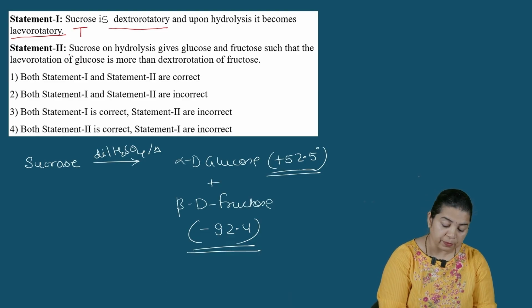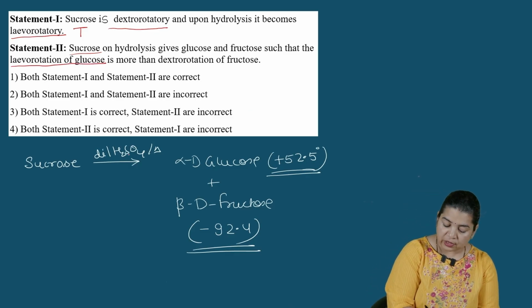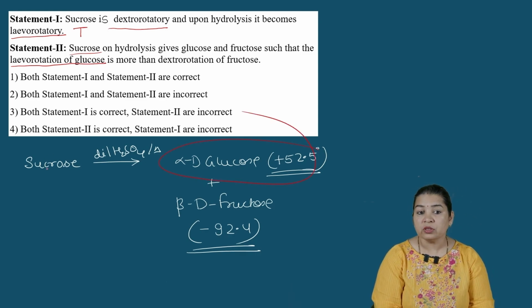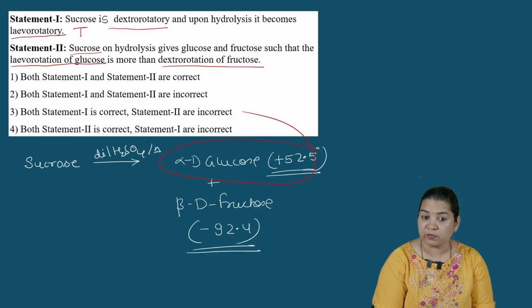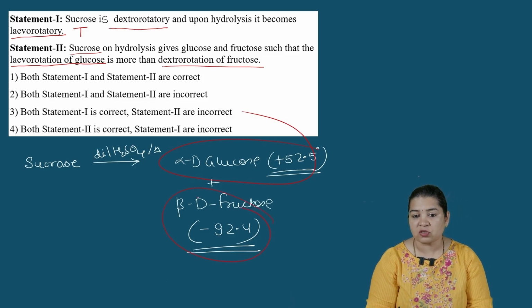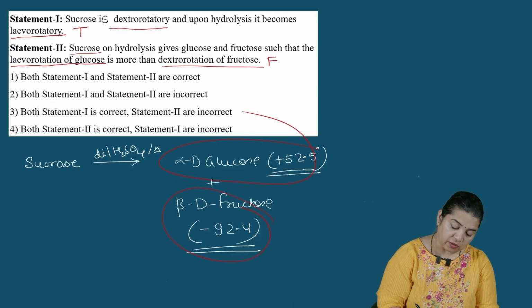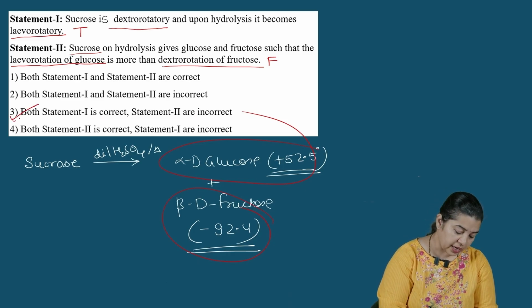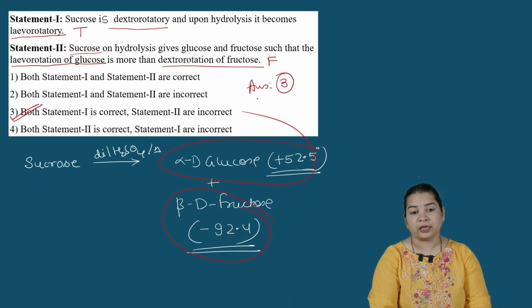Let's go to the next statement. Sucrose on hydrolysis gives glucose and fructose such that the levo-rotation of glucose is more than the dextrorotation of fructose. I just told you glucose is a dextrorotatory compound, the one obtained here is alpha D glucose. In fact, it is written just reverse. So this statement is false. Statement 1 is correct and statement 2 is incorrect. So the answer for this question has to be the third one.